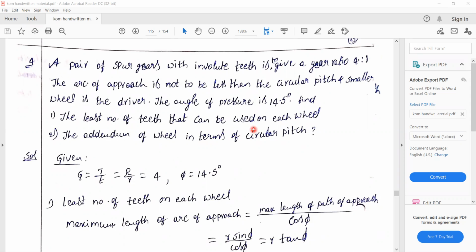In terms of circular pitch. So that is also very important. The addendum of the wheel is also important, and that value has to come in terms of circular pitches. So first you should know the circular pitch formula. What is the formula for circular pitch? Anyone could tell the circular pitch formula?